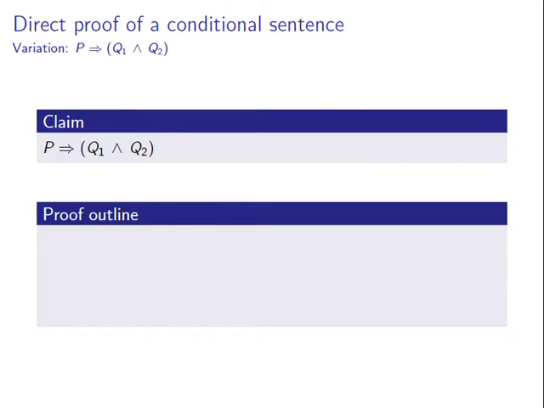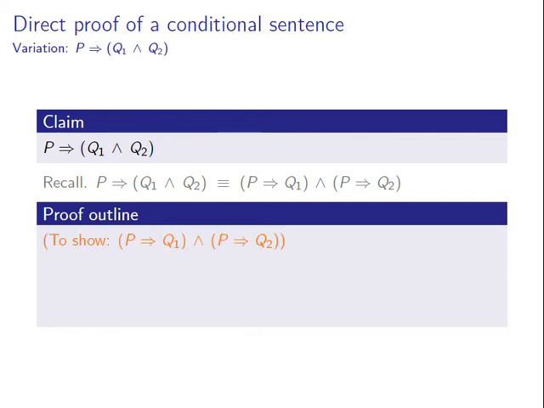Consider the case where the claim is a conditional sentence whose consequent is a conjunction. Recall from a previous exercise that the propositional form P implies both Q1 and Q2 is equivalent to the conjunction P implies Q1 and P implies Q2. Hence, to prove that P implies both Q1 and Q2, we need to prove that P implies Q1 and P implies Q2. That is, using the same hypothesis P, we first deduce Q1 and then we deduce Q2.